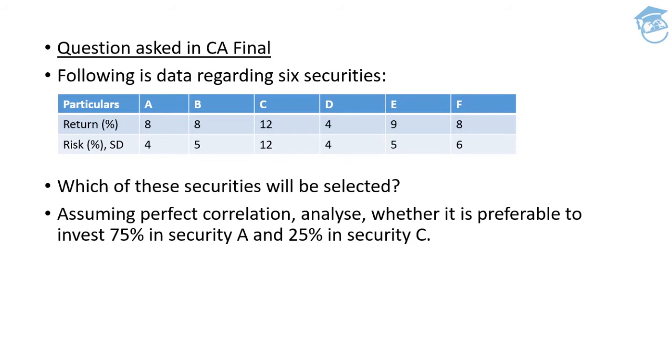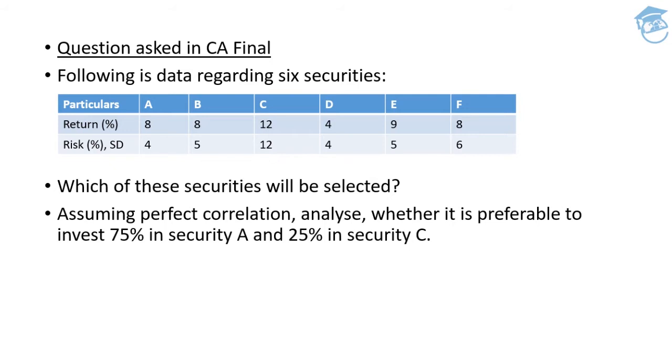So for security A, the return is 8, the risk is 4. Security B, return is 8, risk is 5. For security C, the return is same as the risk, which is 12 each. For security D as well, 4 is the return and 4 is the risk percentage.